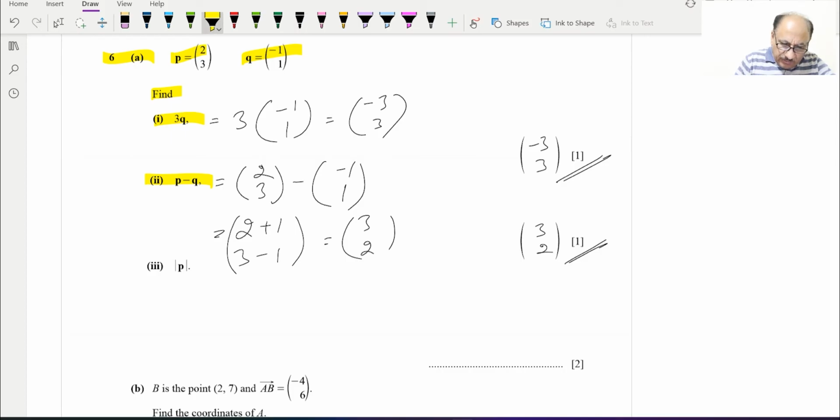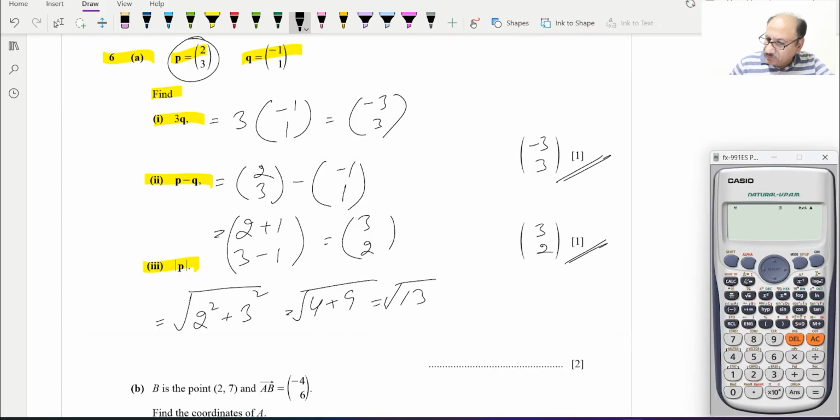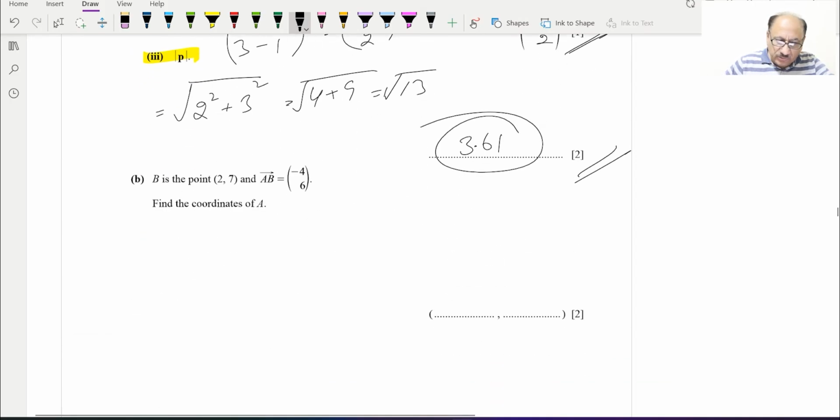Then we need to find the mod of P. P mod will be equal to the square root of x squared plus y squared, so the square root of 2 squared plus 3 squared, which is the square root of 4 plus 9, equal to root 13. The decimal value we can also check: root 13 is equal to 3.61, rounded to 2 decimal places, or three significant figures.